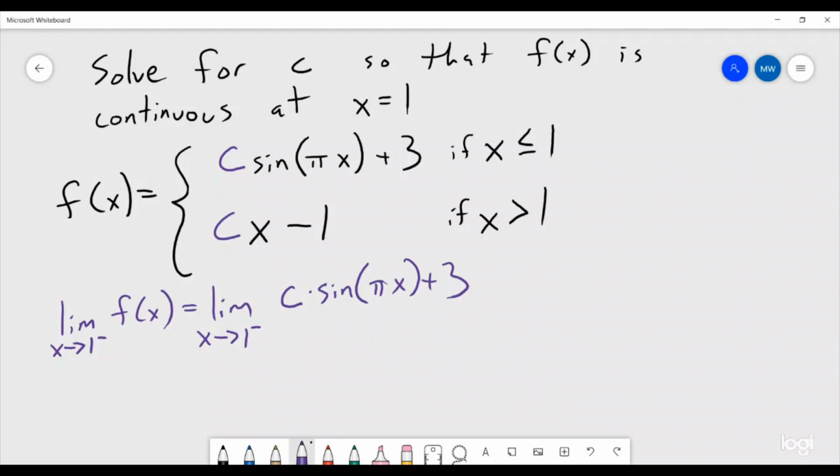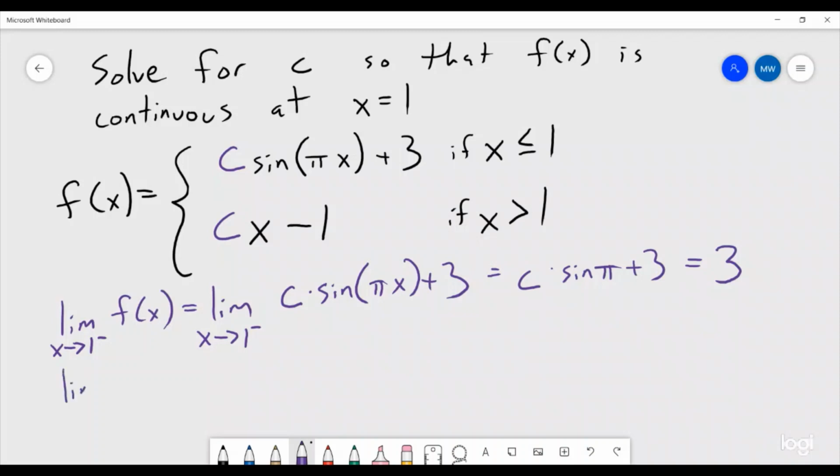And this is one of those functions we can just plug in. This is equal to c times sine of pi plus 3. Sine of pi is 0. So this is equal to 3. Okay. That made that pretty easy.